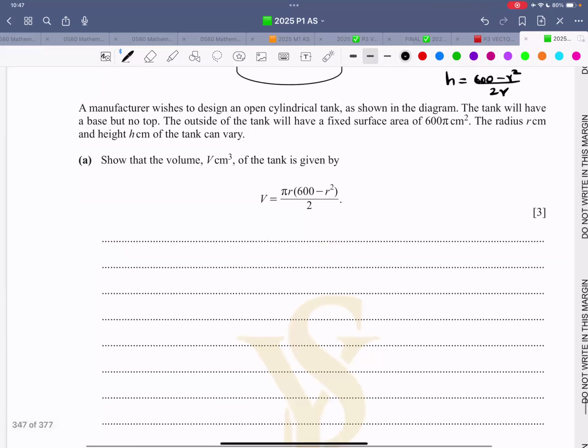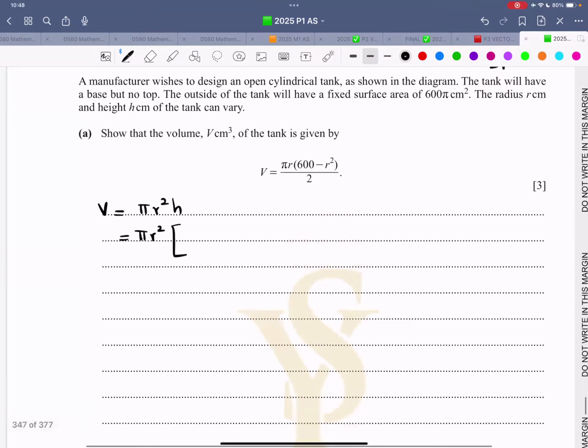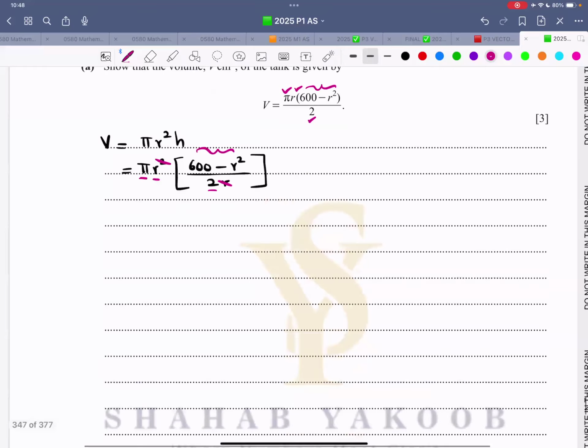So what about the volume? So now the volume is, whether it's open or closed, pi r square h. That is pi r square, and what is h? 600 minus r square over 2r. So now what is cancelling out? This r square and this r cancel out. I have pi, I have r, I have 2. I have the bracket. So everything is set. Show that the volume is this.